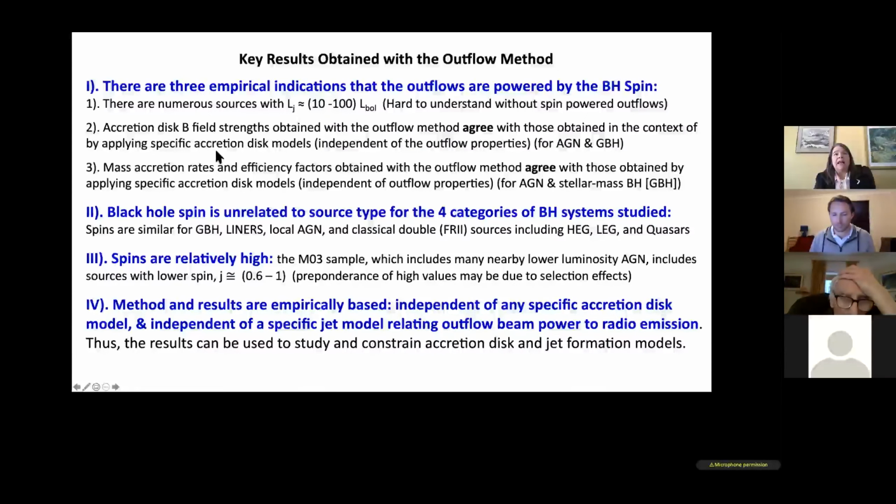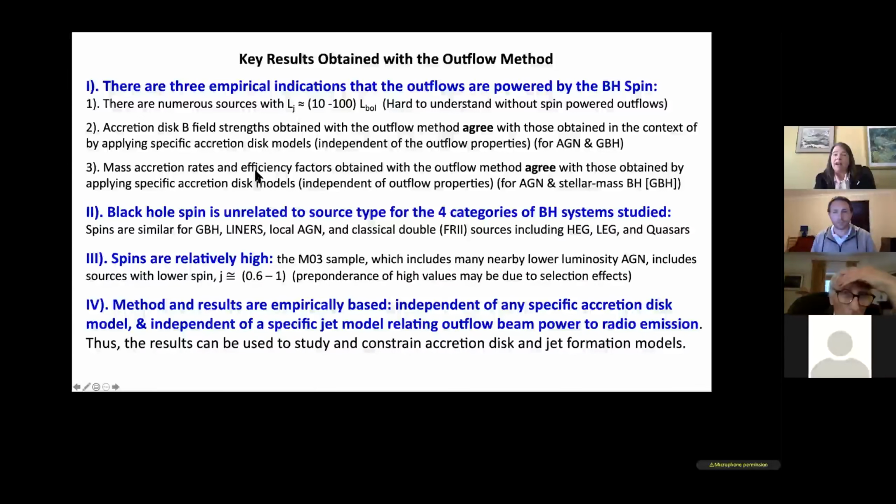The second is that the accretion disk magnetic field strengths obtained in the outflow method, which relies on the functional form of a spin-powered outflow, agree with those obtained in the context of specific accretion disk models that do not consider the outflow at all. So that's suggesting that the outflow method is on the right path, and this is a very encouraging result.